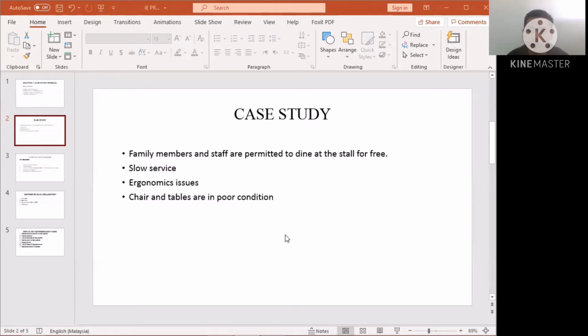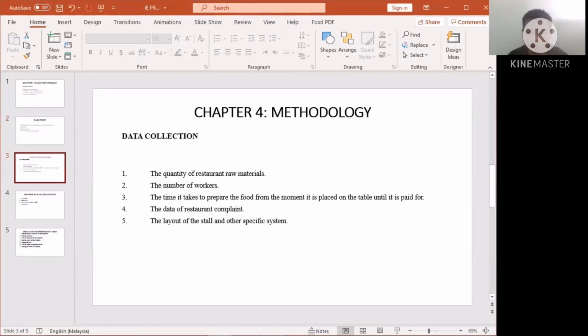So our observation has also revealed that certain chairs and tables are in very poor condition. Some of the tables and chairs are very old and do not even attract customers to come to the stall.